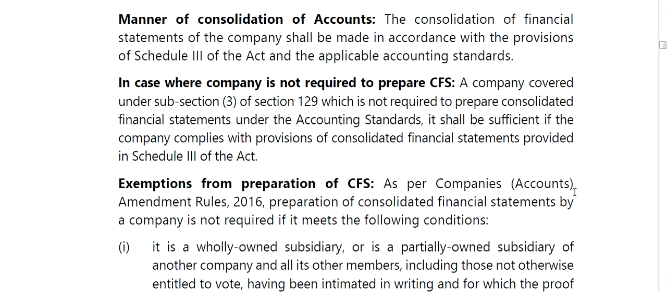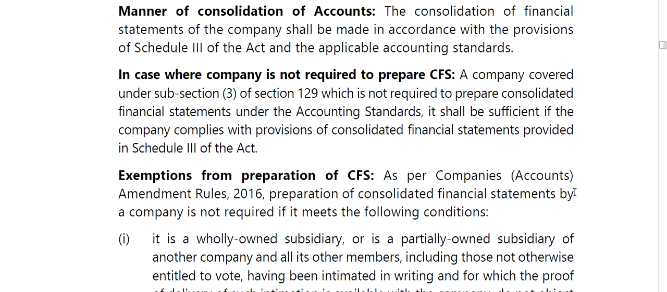In case where a company is not required to prepare CFS, a company covered under subsection 3 of section 129 which is not required to prepare CFS under AS, it shall be sufficient if the company complies with the provisions of the CFS provided in Schedule 3 of the Act.